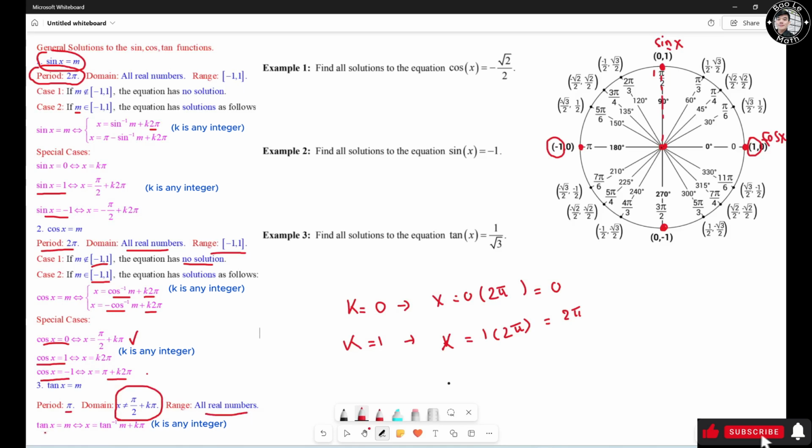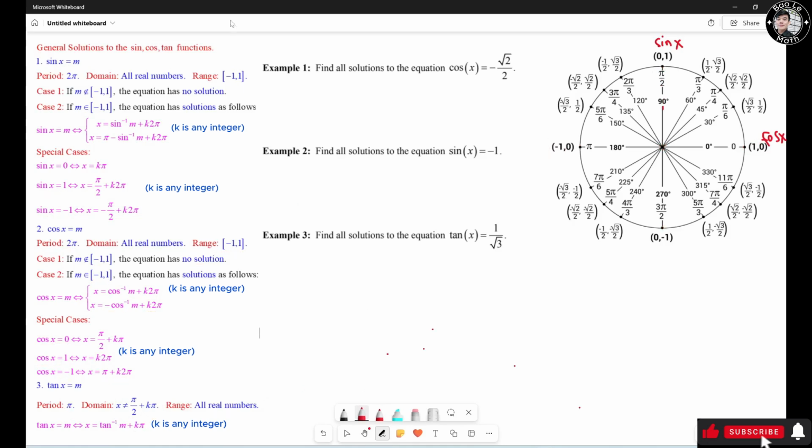Now the tangent s equals m, and then s equals tangent inverse of m plus k pi, because the period is pi only, right? Now let's take a look at the first example.